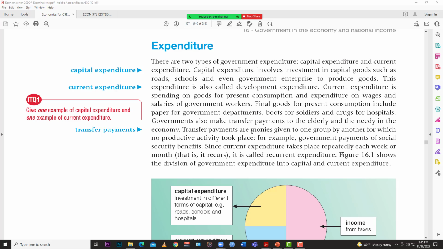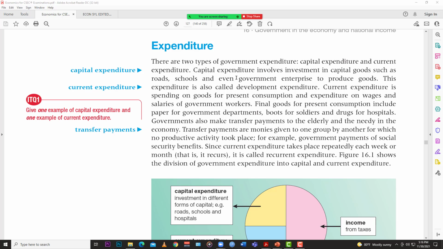The government expenditure can be divided into basically two categories: capital expenditure and current expenditure. What is capital expenditure? Capital expenditure involves investment in capital goods such as roads, schools, and even government enterprises to produce goods. So let's break down this a bit now.